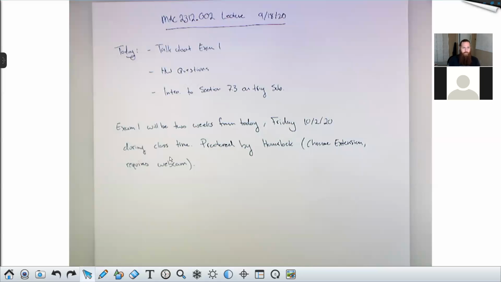The test structure itself, the test will have between 10 and 15 problems. Some of them will be true-false, some of them will be multiple choice, and some of them will be written full-length questions. The true-false problems are worth 2 points each. The multiple choice problems are worth 3 points each, and the free response problems are worth 5 points each.